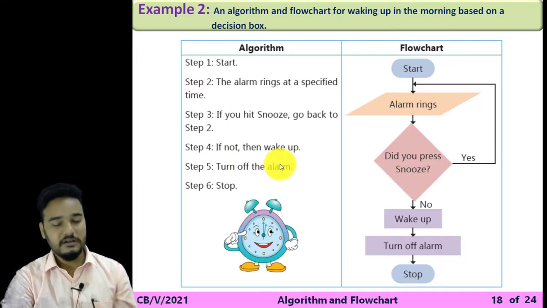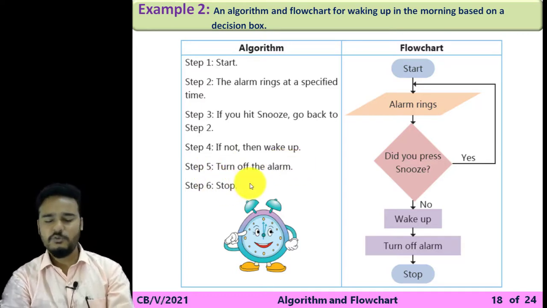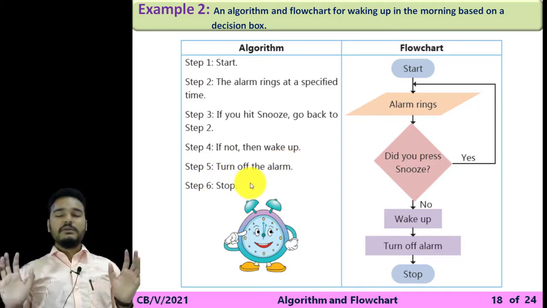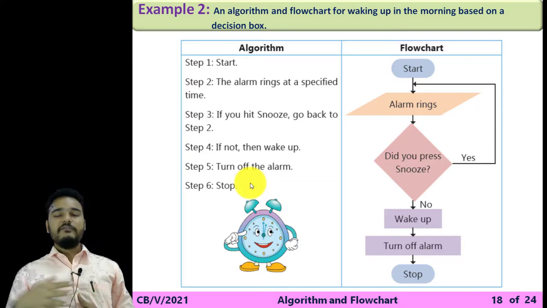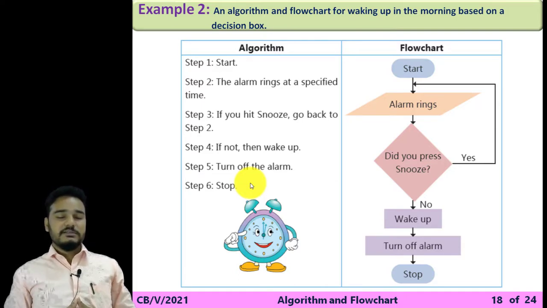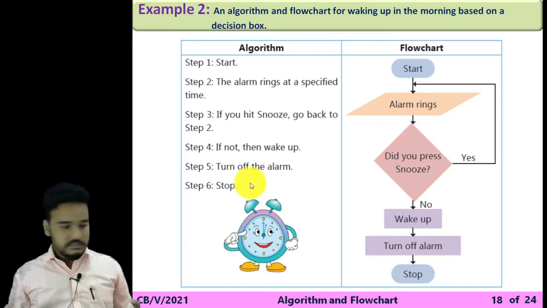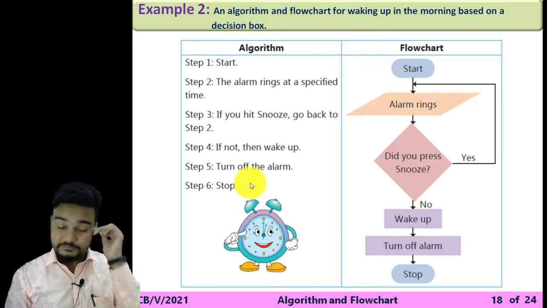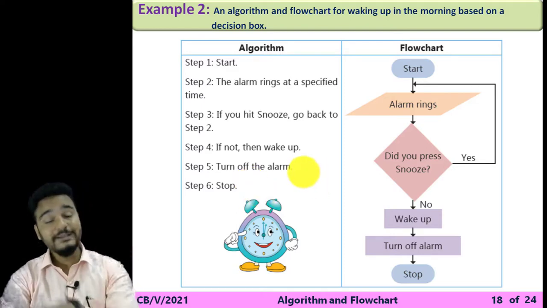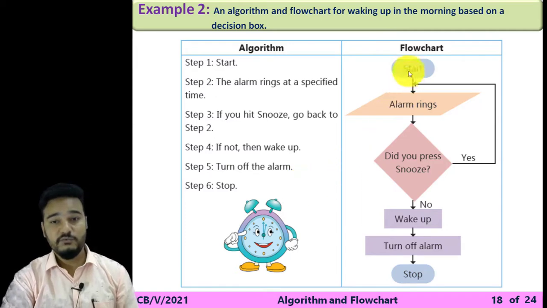Then turn off the alarm. Wake up and turn off the alarm. Stop, easy. Like I'm sleeping, alarm is ringing. If I want to sleep, I will just press the snooze button. Again 5 to 10 minutes I can sleep. Or if I don't want to sleep, I'll just wake up, see where my alarm is kept, go and turn it off. Simple steps. Right now, how will we convert that into a flowchart?